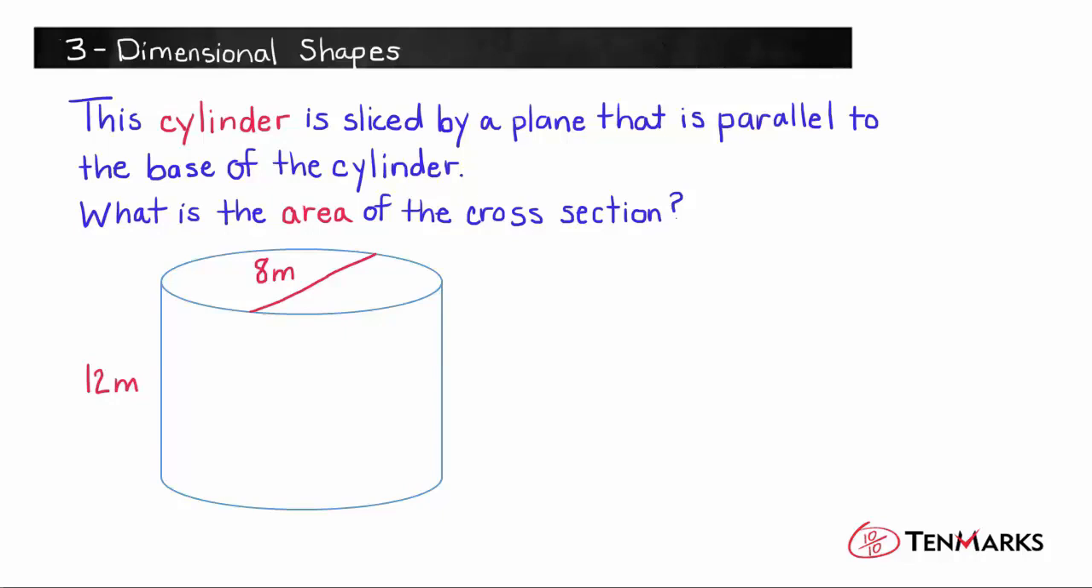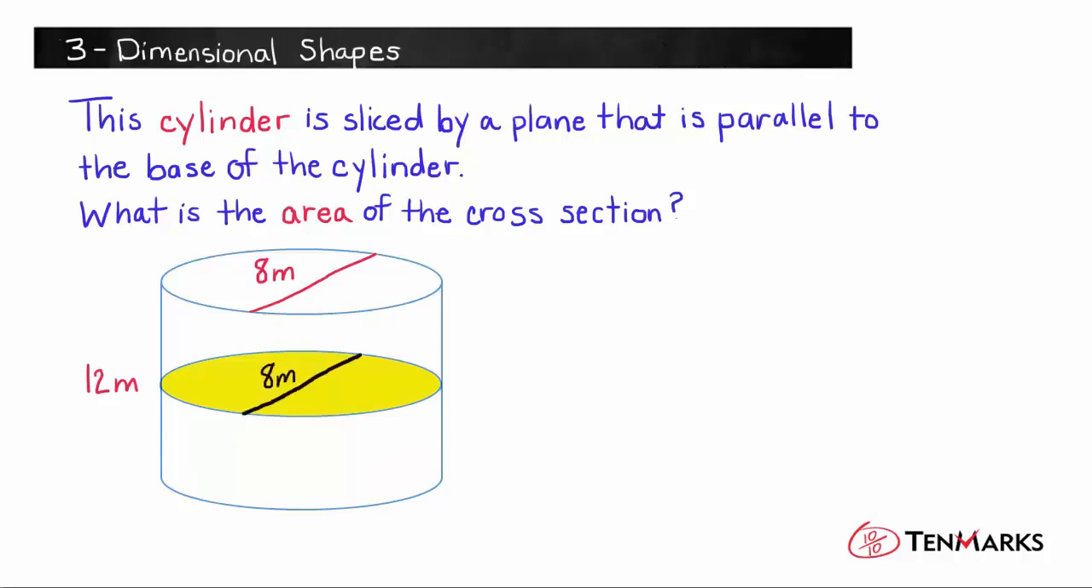Since the cross-section is parallel to a base and the bases are circular, our cross-section is going to be circular also. And not only will it be circular, but it's going to be the same size as the bases of the cylinder. To help you picture that, let's take a look at what a cross-section might look like. This circular area here could be a cross-section as described in the problem. Again, notice that the diameter of the cross-section is the same as the base, so it's 8 meters across.